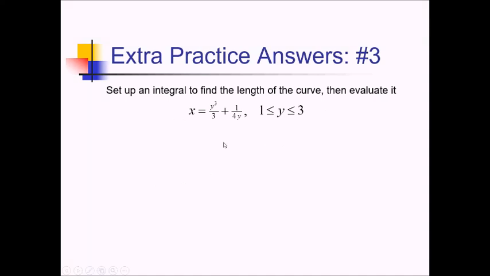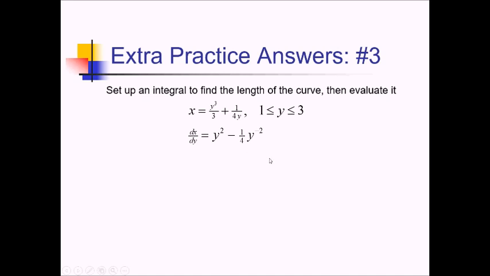For this problem, they want us to set up and evaluate an integral to find the length of this curve, which is defined in terms of y rather than x, so that's kind of weird. So in order to do this, we're going to need the derivative of x with respect to y, dx over dy. So using the power rule here, 3 times the 3 down here is going to cancel, so this is just going to be y squared. And I can think of this next term as really being 1/4 y to the negative 1. The derivative of that is going to be negative 1/4 y to the negative 2.